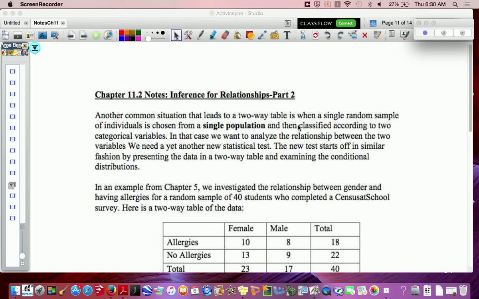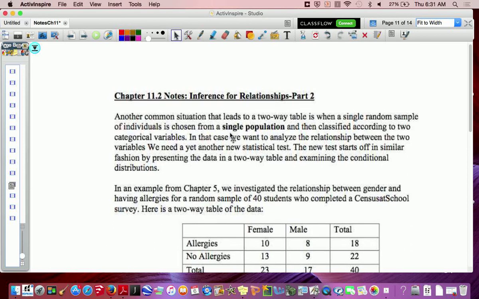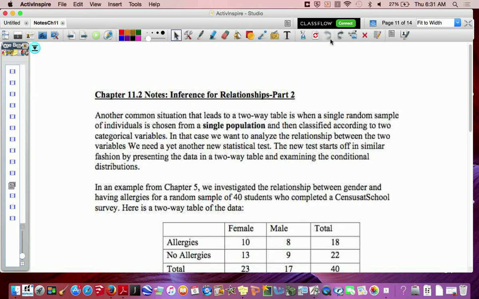And basically what makes this one different than the homogeneity problem is the homogeneity one is taking a look at multiple populations. Here we're just going to take a look at a problem where we are looking at a single population, and basically we want to analyze the relationship between the two variables that are being compared. We're trying to see, are they independent of each other, or is there a relationship? And if they're not independent, is that relationship statistically significant?